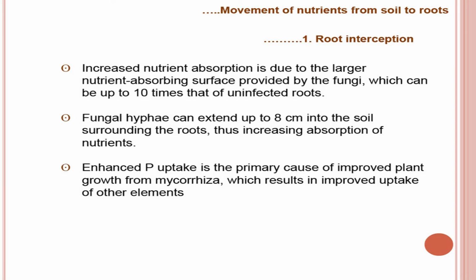Increased nutrient absorption is due to the larger nutrient absorbing surface provided by the fungi, which can be up to 10 times that of the uninfected roots. Uninfected roots means 10 times more uptake of the nutrients. Fungal hyphae can extend up to 8 centimeters into the soil surrounding the roots, thus increasing the absorption of nutrients. This is really very, very wonderful. Enhanced phosphorus uptake is the primary cause of improved plant growth from mycorrhiza, which results in improved uptake of other elements also.